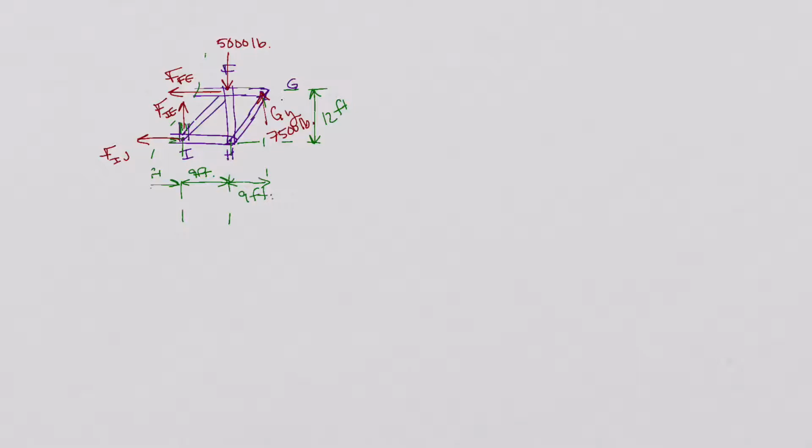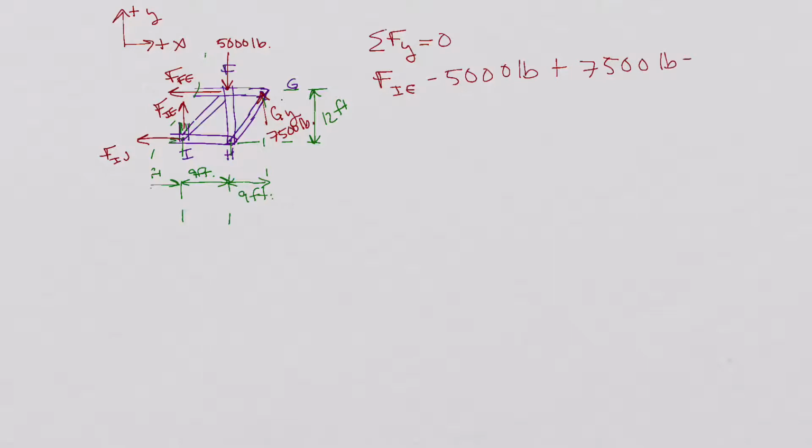First thing, it looks like we just have one unknown in the y direction. So I'm going to go ahead and do the sum of the forces in the y direction equals 0. So we have F from I to E is in the y direction. The IJ and the FE are both in the x direction. And so then we have minus the 5,000 pounds, and then plus GY, which is 7,500 pounds, that equals 0. So FIE equals negative 2,500 pounds.